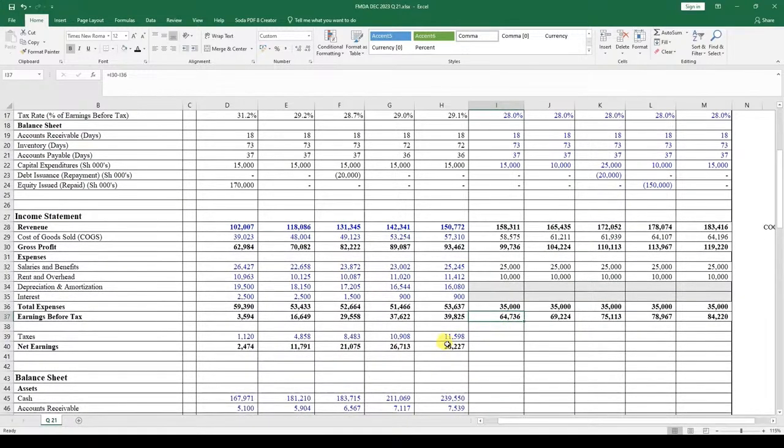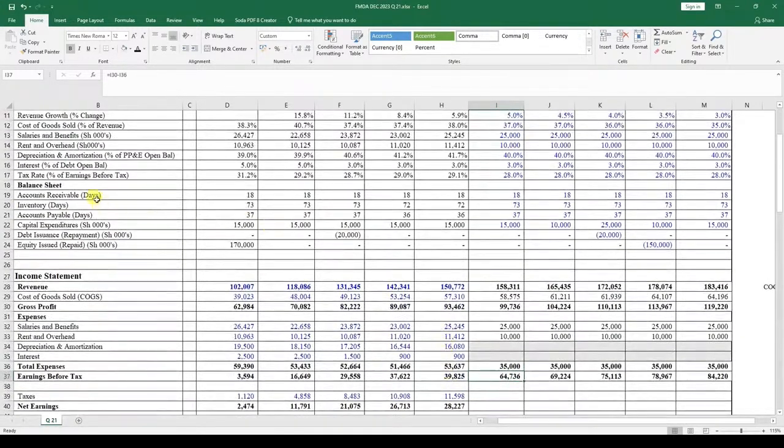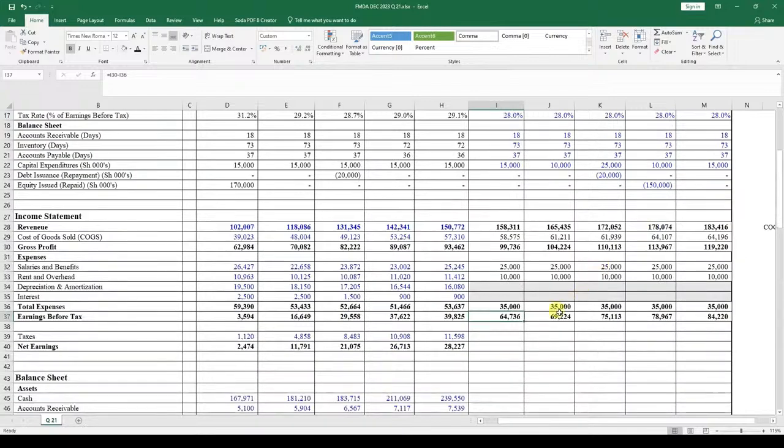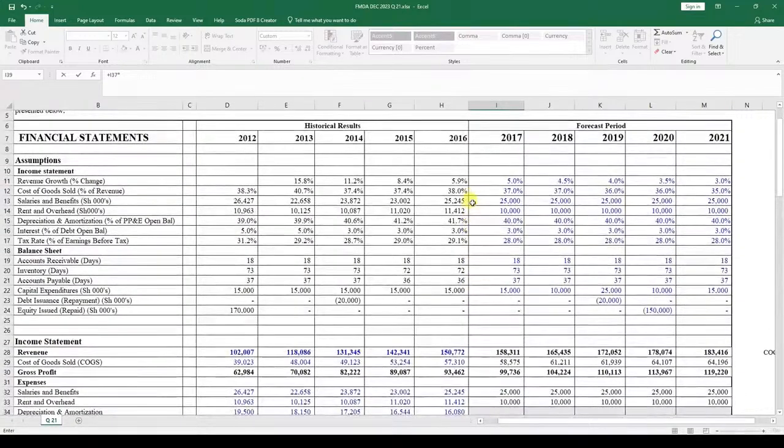Now the taxes over here, we have been told something about the tax rate right above here. You can see the tax rate is as a percentage of earnings before tax, and you can see it's 28% all through. So what does that mean? That this tax will be based on that value times the taxation rate which is given to us right here. So we link it with that one there.